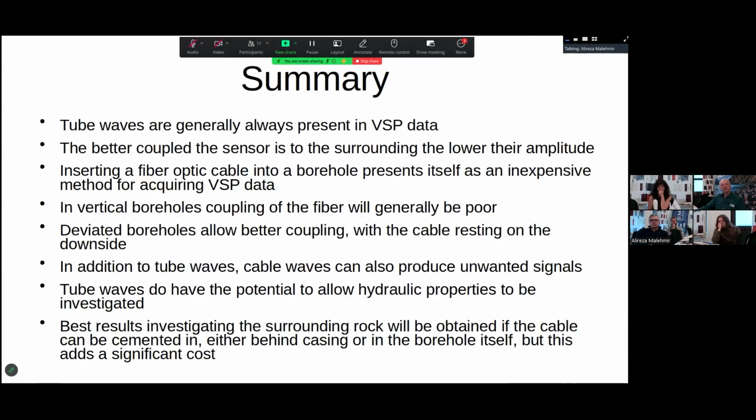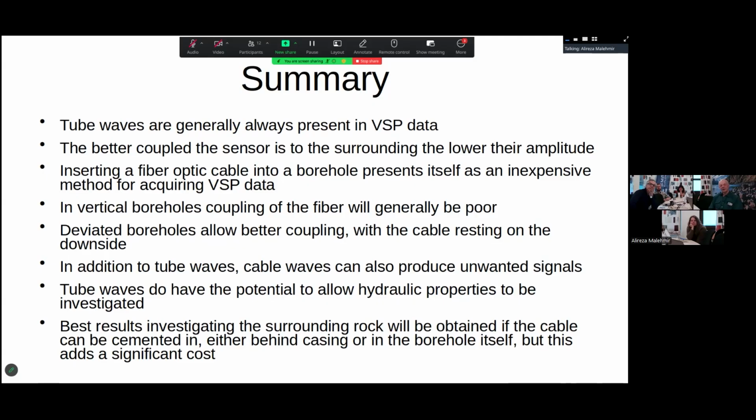So this was my presentation. I'll just summarize here. Tube waves are generally always present in VSP data. The better coupled the sensor is to the surrounding rock, or to the surrounding borehole, the lower their amplitude. Inserting a fiber optic cable into a borehole presents itself as an inexpensive method for acquiring VSP data.